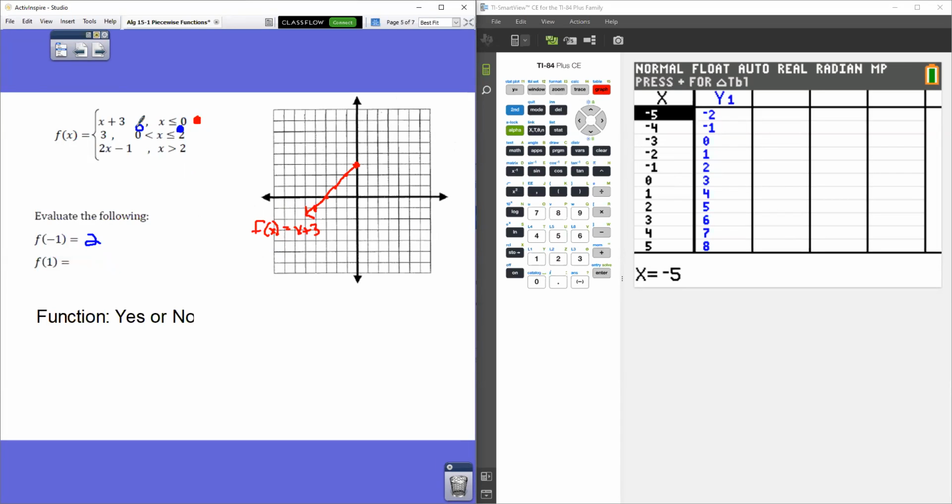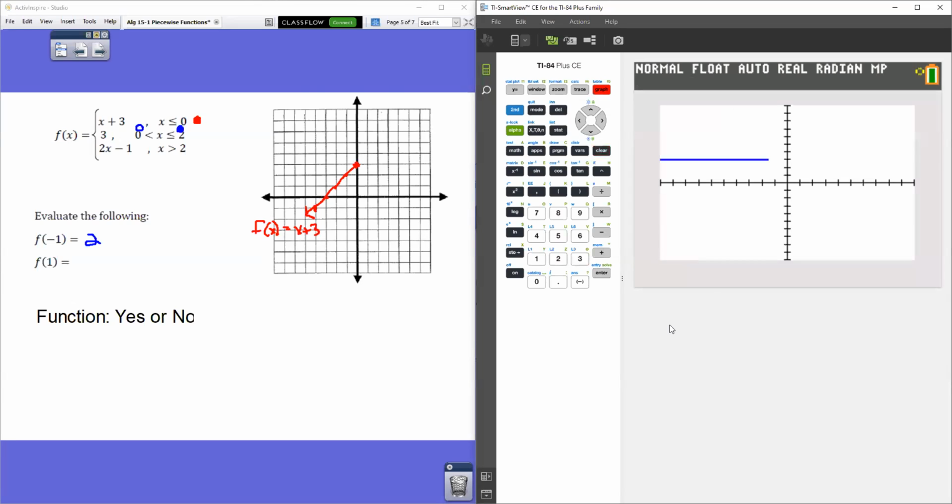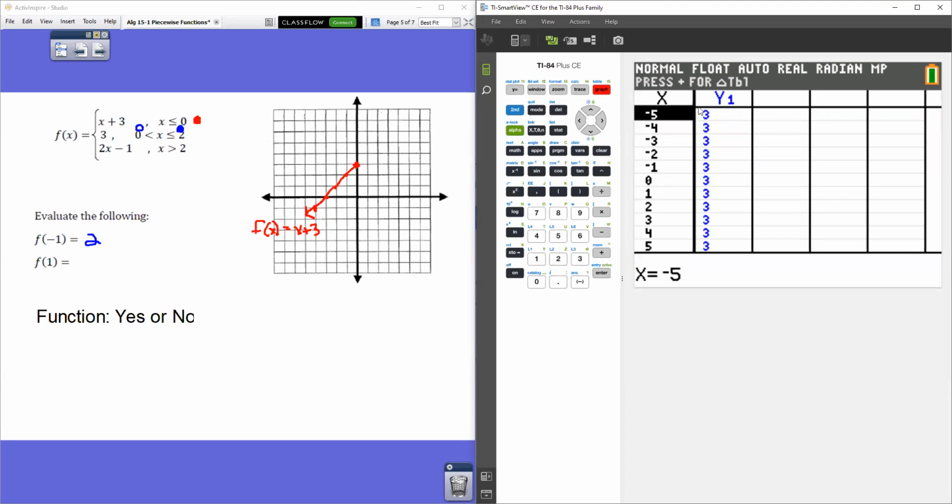So in between 0, all right, so I need f of x equals 3. So all this is equal to 3. There's no x to type in. So what does that graph really look like? Oh, it looks like a horizontal line. All right, it looks like a horizontal line right at 3. So when I go to my table, all of my y values are 3. That's because it's a horizontal line. So at 0, it is 3.